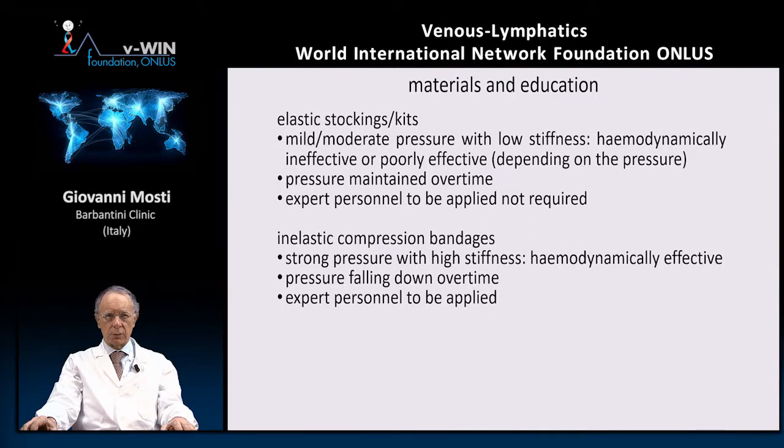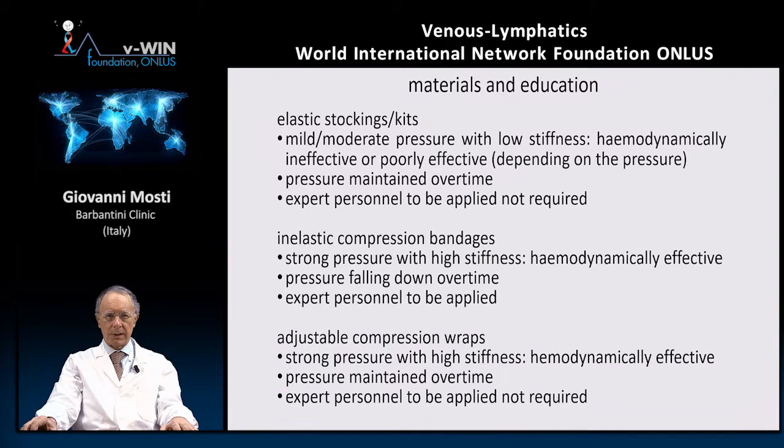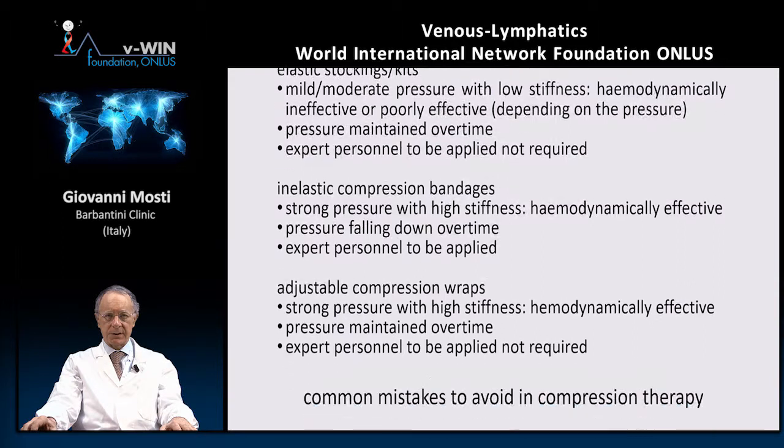And with elastic stockings, we need to know that they can exert mild or moderate pressure with low stiffness, so they will be hemodynamically ineffective or poorly effective. Pressure will be maintained over time, and expert personnel to be applied is not required. Inelastic compression bandages exert a strong pressure with high stiffness. They are hemodynamically effective. The pressure, unfortunately, falls down over time, and expert personnel, this is crucial, is necessary to be applied. With adjustable compression wraps, we have kind of a mixture of this effect, because adjustable compression wraps are able to exert a strong pressure with high stiffness. They are hemodynamically effective. The pressure is maintained over time thanks to patient readjustment. Expert personnel is not necessary to apply this kind of compression.